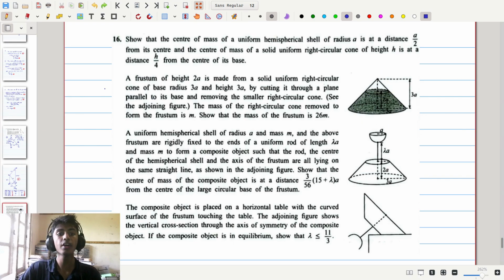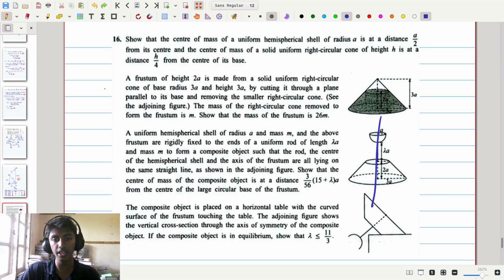It then says a uniform hemispherical shell of radius a and mass m and the above frustum are rigidly fixed to the ends of a uniform rod of length lambda a and mass m to form a composite object such that the rod, the center of the hemispherical shell, and the axis of the frustum are all lying on the same straight line as shown in the adjoining figure. So we can see here this point right here, which is the center of the hemispherical shell, the rod, and the center of the frustum are all in the same line.